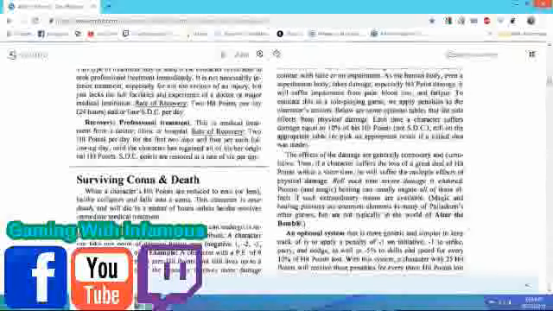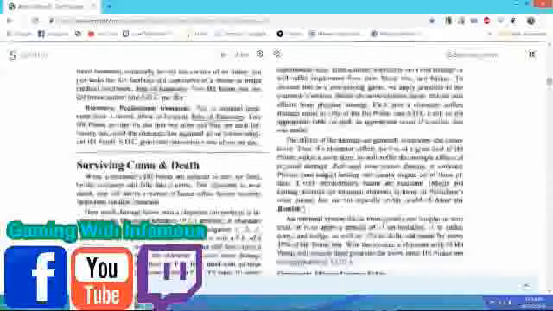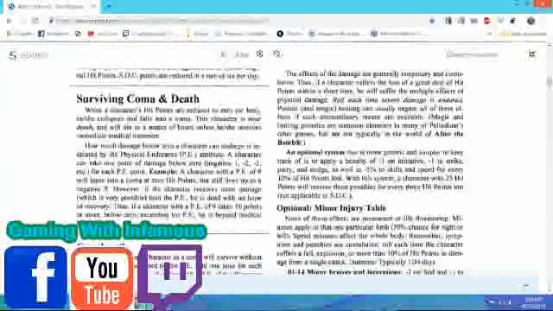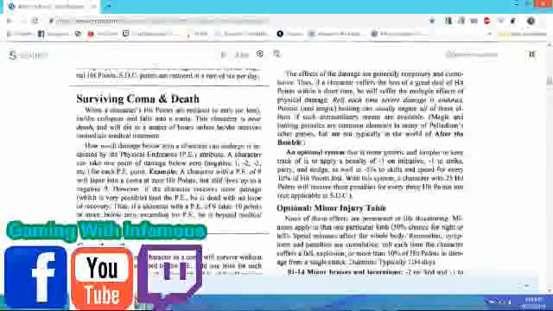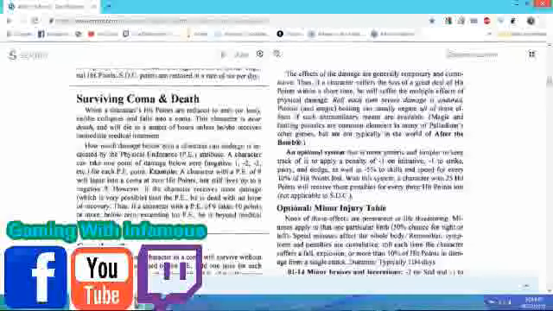Recovery, professional treatment. This is medical treatment from a doctor, clinic, or hospital. Rate of recovery: 2 hit points per day for the first 2 days, and 4 per each following day until the character has regained all his or her original hit points. SDC points are restored at a rate of 6 per day.